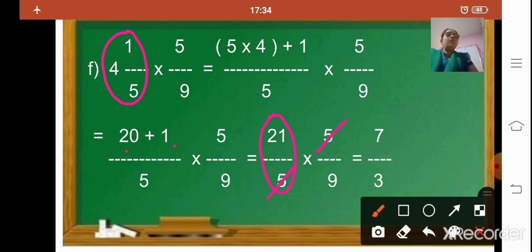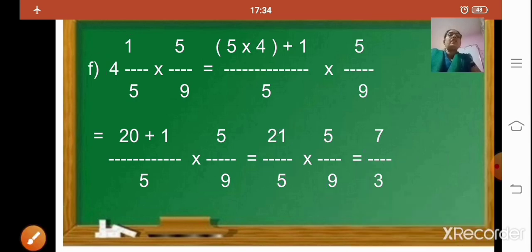Now 9 and 21 are divisible by 3. So 3 3s is 9 and 3 7s is 21. So your final answer is 7 upon 3. Okay. Now coming to the next sum.